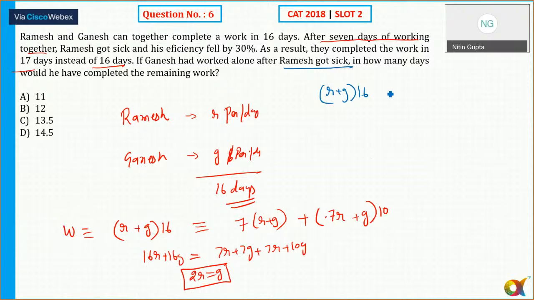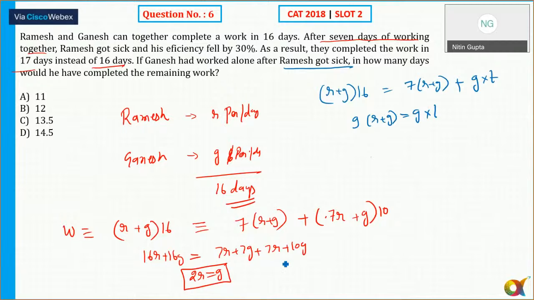So for the first 7 days, the total work will be 7R. In the first 7 days, both of them are working, but after Ramesh got sick, G is working alone. Let's say G can complete the remaining work while working alone in T days. So I am getting here 16 minus 7, that is 9 times R plus G, equal to G into T.